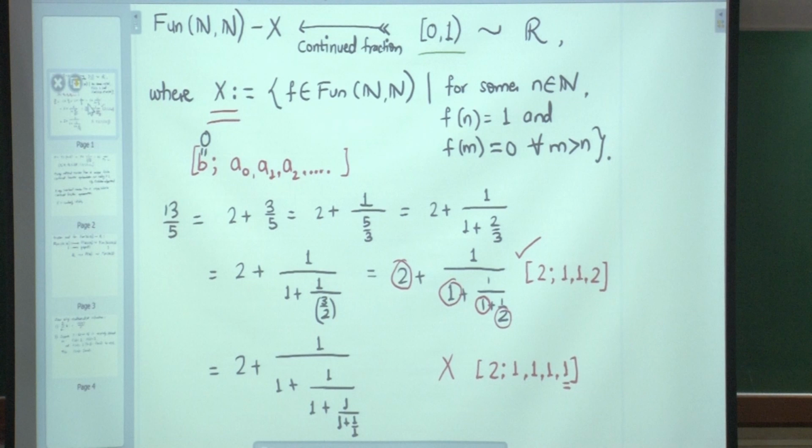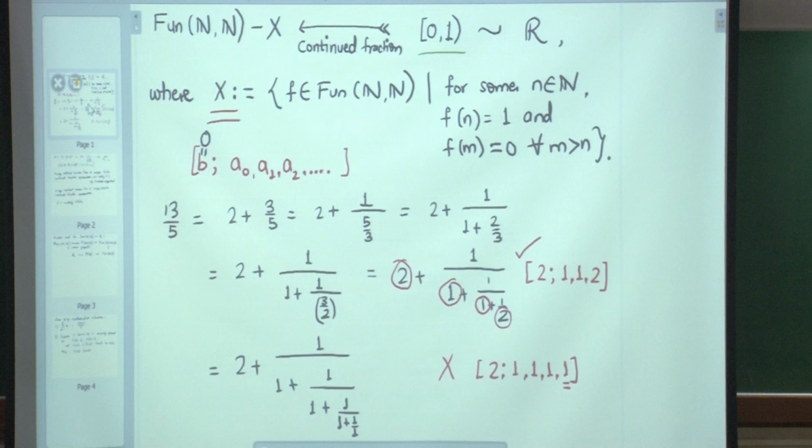So 13 by 5 you can write as 2 plus 3 by 5. Now when you write 3 by 5, whenever you get a number less than 1, you have to invert it, and invert it in the denominator. So then you get 2 plus 1 over 5 by 3. Now look at just 5 by 3. It has some integer part, namely 1, and then some fractional part, namely 2 by 3. So you can write 5 by 3 as 1 plus 2 by 3. Now 2 by 3 is again a number which is smaller than 1. So you invert that. So you will get 1 plus 1 over 3 by 2. Now 3 by 2 again has some integer part, namely 1, and then it is 1 by 2.